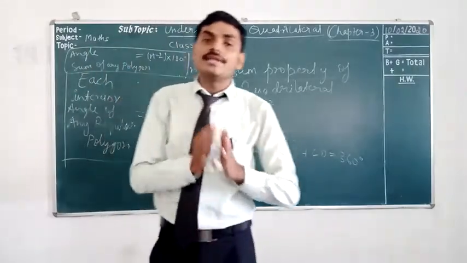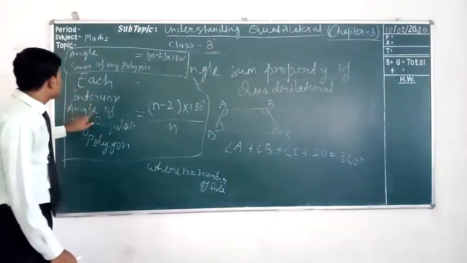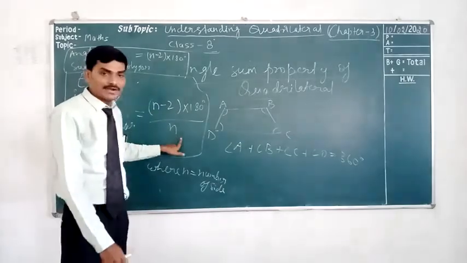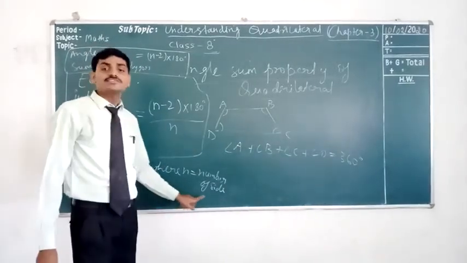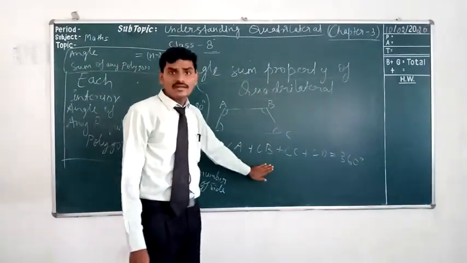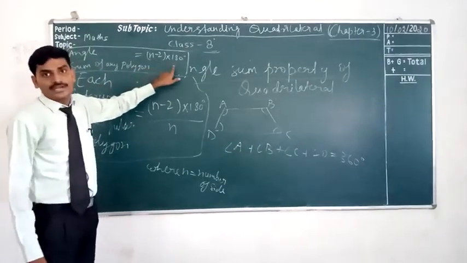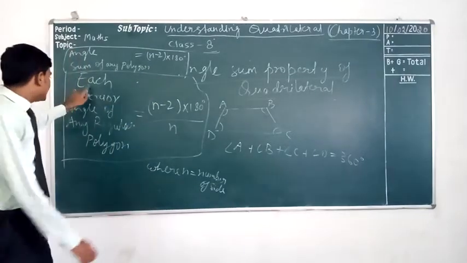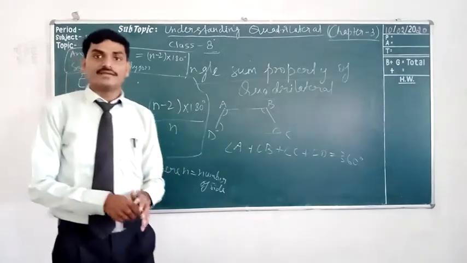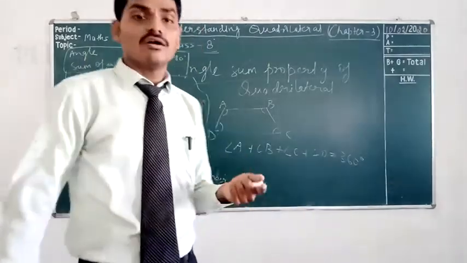The angle sum of any polygon is equal to n minus 2 into 180 degrees, and each interior angle of any regular polygon is n minus 2 into 180 divided by n, where n is equal to the number of sides. Okay, so this is the angle sum property. These are the formulas to find the angles of any polygon.